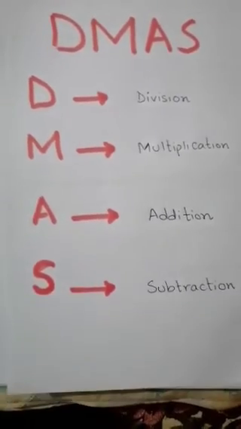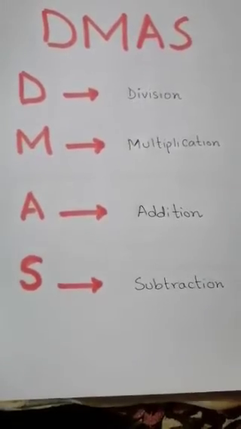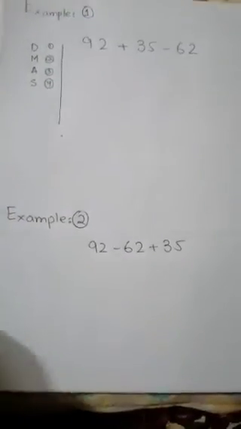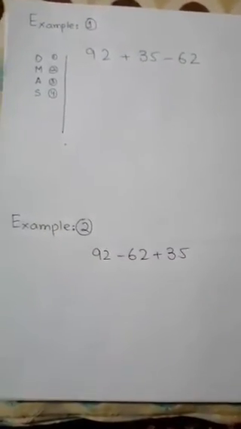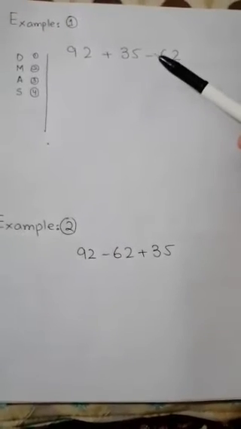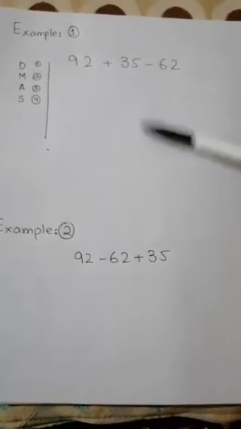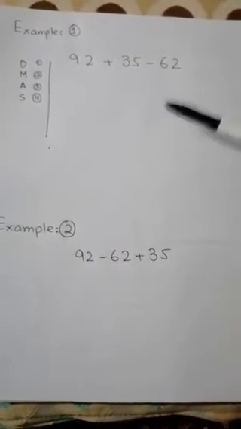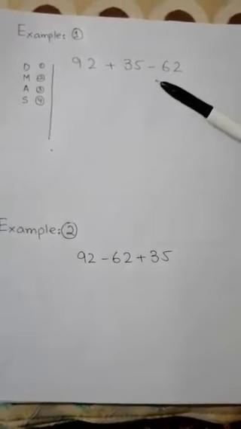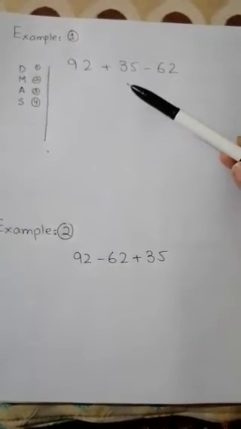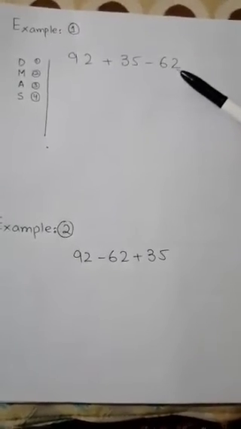So let's start solving DMAS rule. The first example of the DMAS rule we have here is 92 plus 35 minus 62. You can see in this question we don't have all 4 operations, but we have 2 operations together. One is addition and the other one is subtraction.